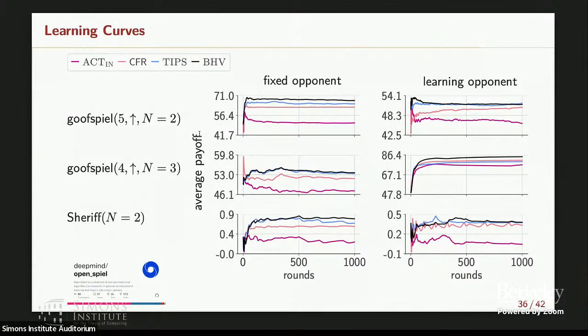And what type of games are these? Dustin, can you say a word about the games too, about Goofspiel and Sheriff, if they're zero sum, non-zero sum? Sure. The first Goofspiel game there is zero sum and 2-player. The second Goofspiel is 3 players and non-zero sum. And then Sheriff is 2-player non-zero sum. They're all imperfect information games. Goofspiel is a pretty classic card game. And Sheriff is a small, miniature version of the Sheriff of Nottingham board game, if you're familiar with that.